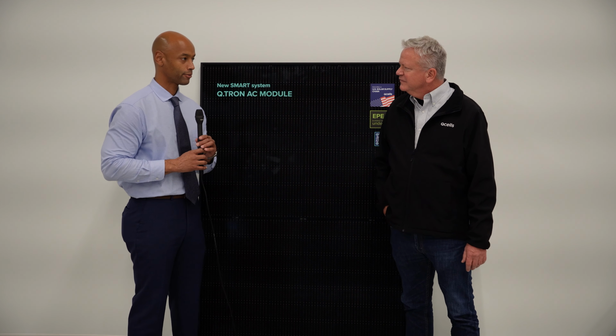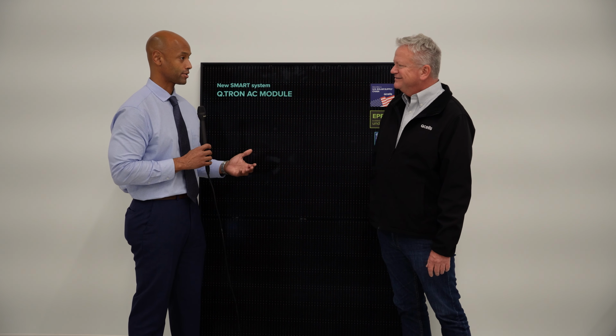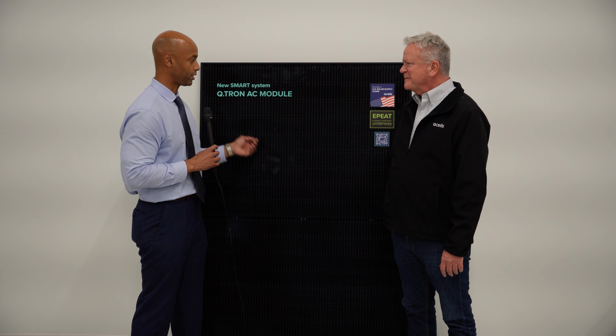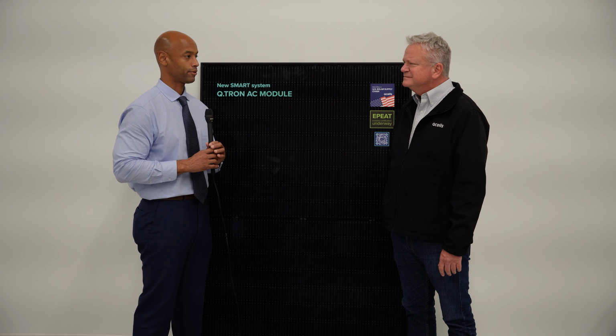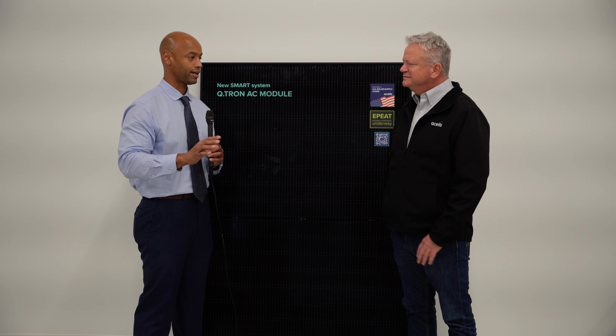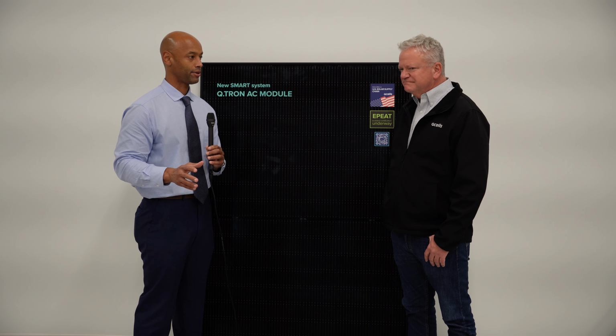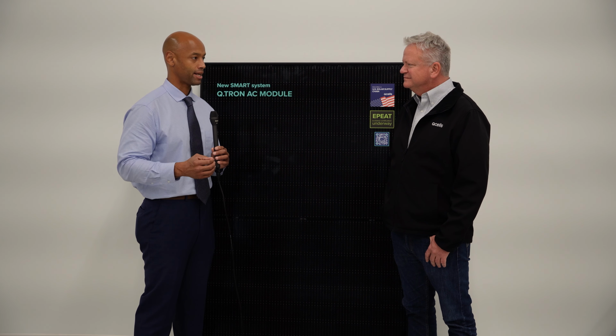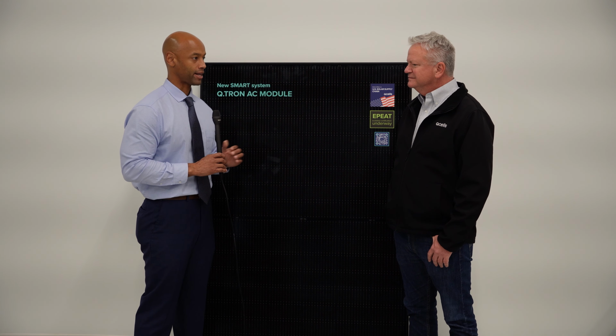Great. Well, I know as a former installer, one of the advantages, of course, is just having a faster install. There's less equipment that you have to manage on the roof. You can just plug the modules in one to the other. But for those that are not familiar with the idea of a DC module versus an AC module, can you give us a high-level description of what is a DC module, what is an AC module, and what are the advantages of an AC module?